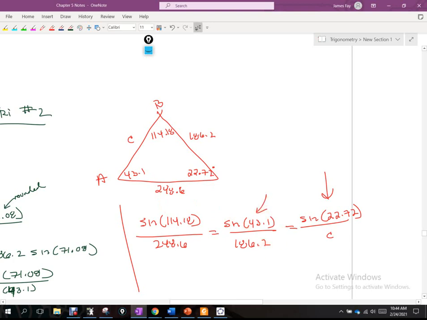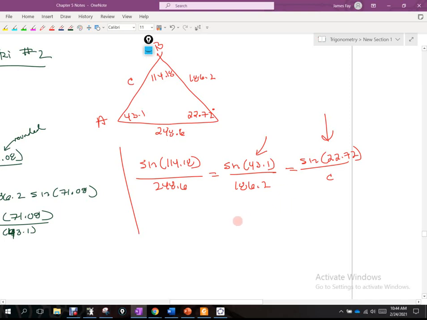Okay? So I'm going to cross multiply. C sine of 43.1 equals 186.2 sine 22.72. Divide both sides by sine 43.1.